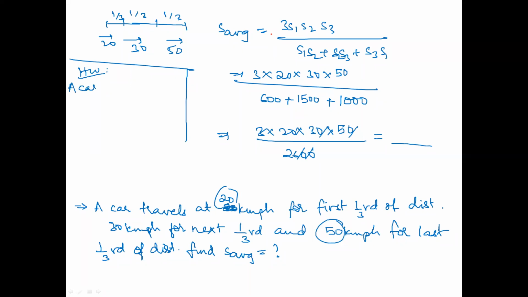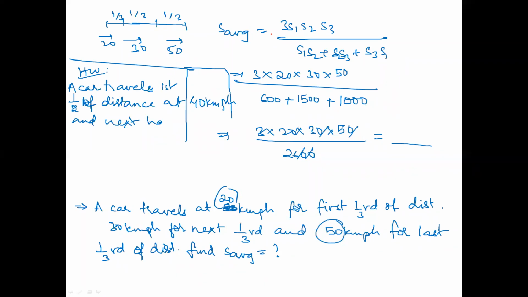A car travels the first half of the distance at 40 kilometer per hour, and the next half at 60 kilometer per hour. Very famous, so famous this question is. Find the average speed of the car.